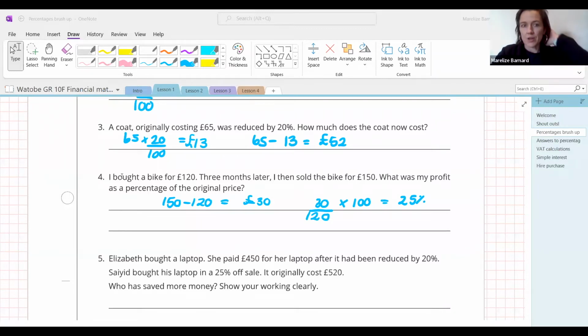Okay, so right, let's go through that calculation again. We've got the difference in the price between 150 and 120. That's 30 pounds. And then we calculate that as a percentage of the 120, which is the original price, and times it by 100 to get the percentage, to get 25.